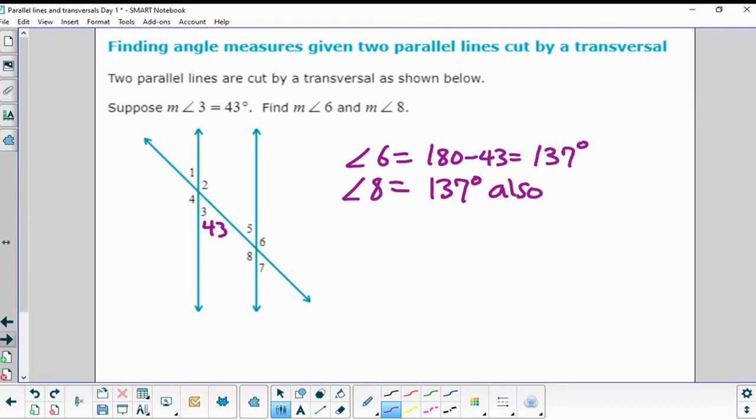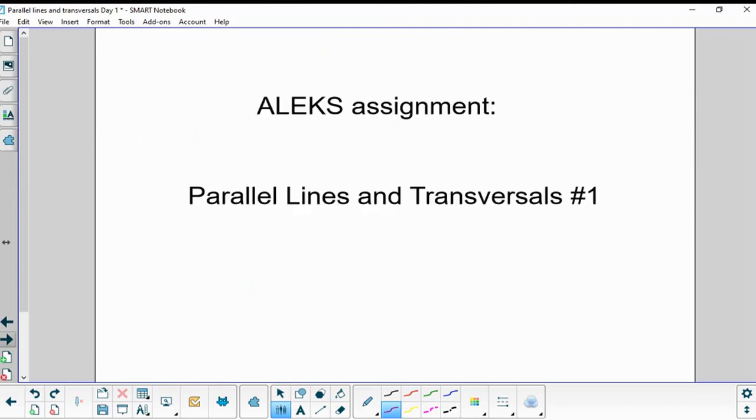All right. So hopefully you're seeing the power of this, and these are just some of the examples from your Alex assignment. Your assignment is Parallel Lines and Transversals, Part 1.